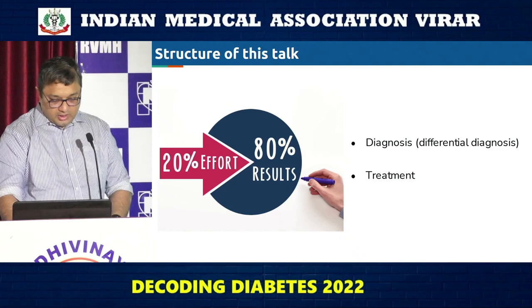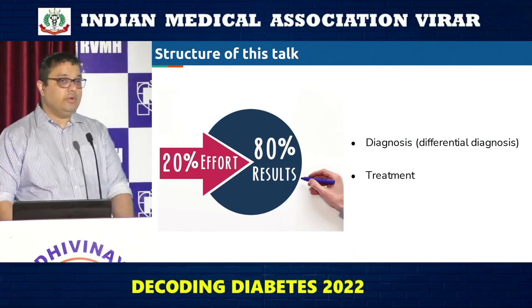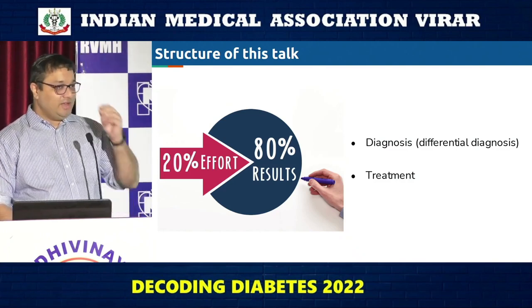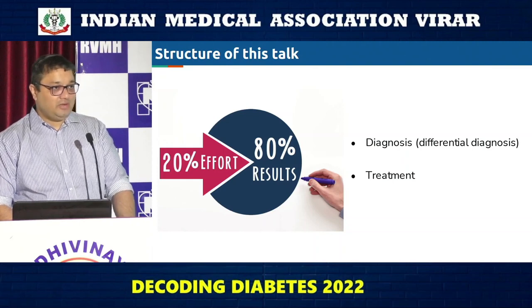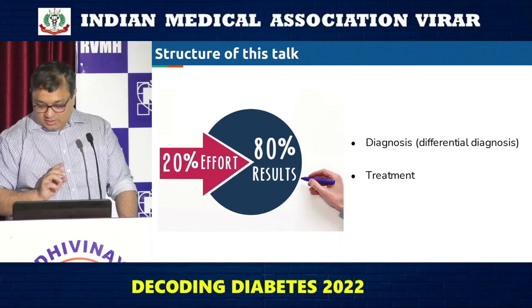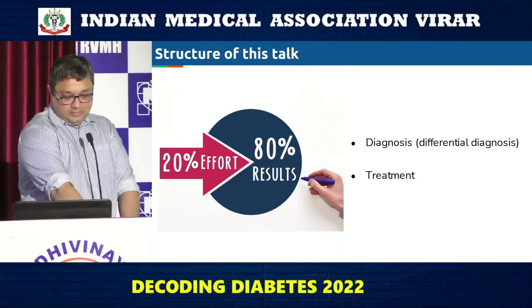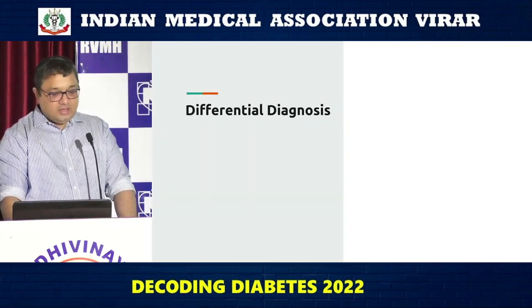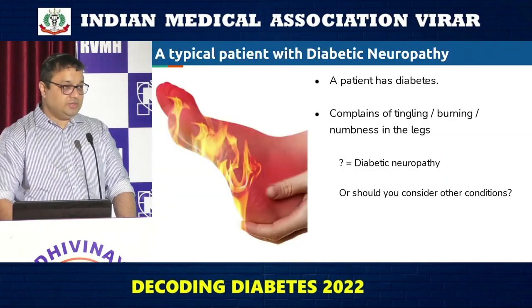I'll try to stick to the limit, but then I'll need to focus on only 20% of the material. But there's something called the 80-20 rule, so I'll try to focus on the 20% material that hopefully will cover 80% of your patients. I'll be talking mostly about diagnosis and treatment, so we can go on directly to the differential diagnosis.